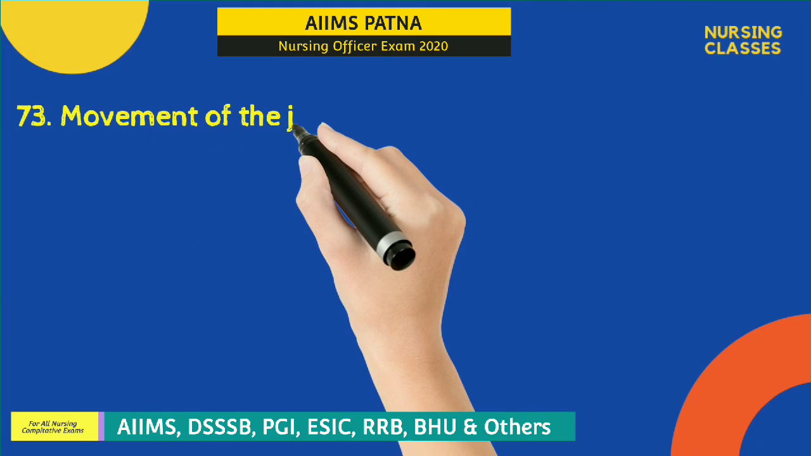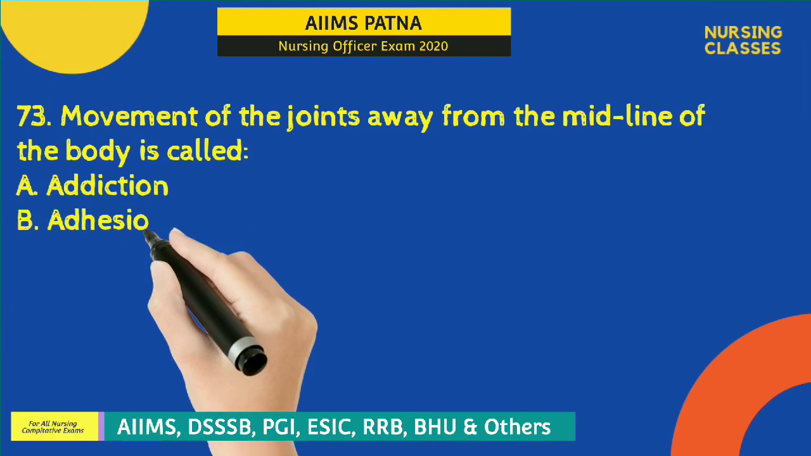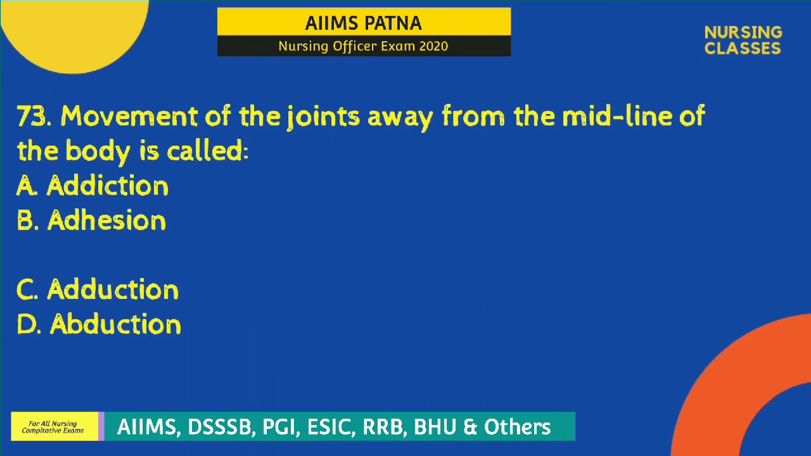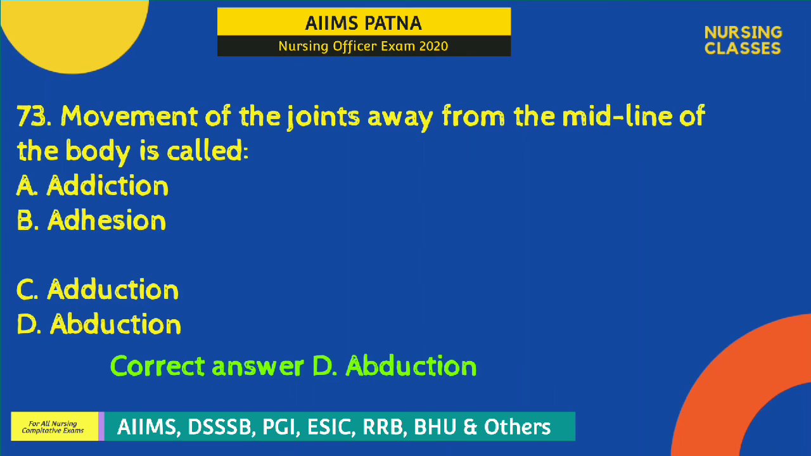73. Movement of the joints away from the midline of the body is called A. Adduction. B. Adhesion. C. Adduction. D. Abduction. Correct answer D. Abduction.